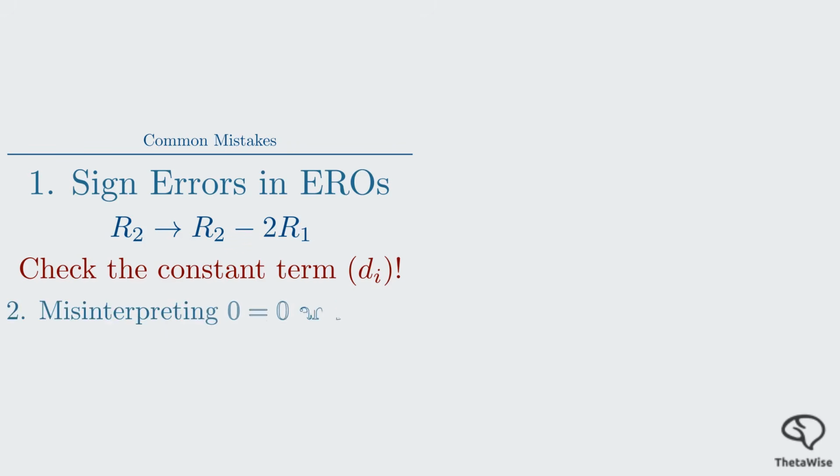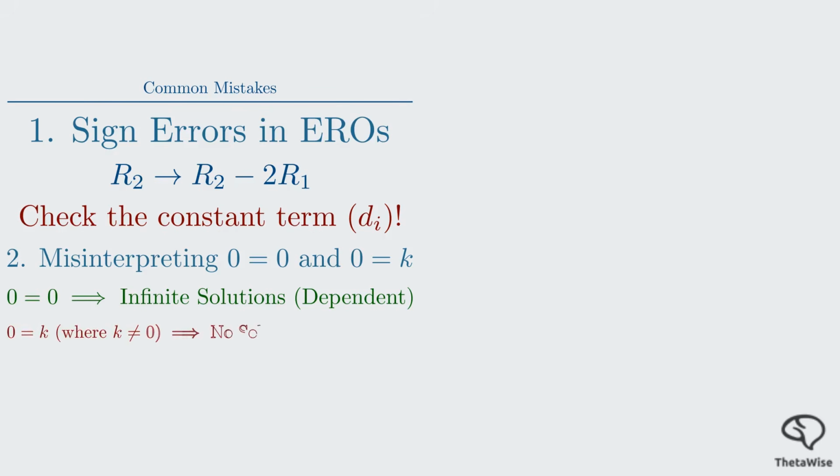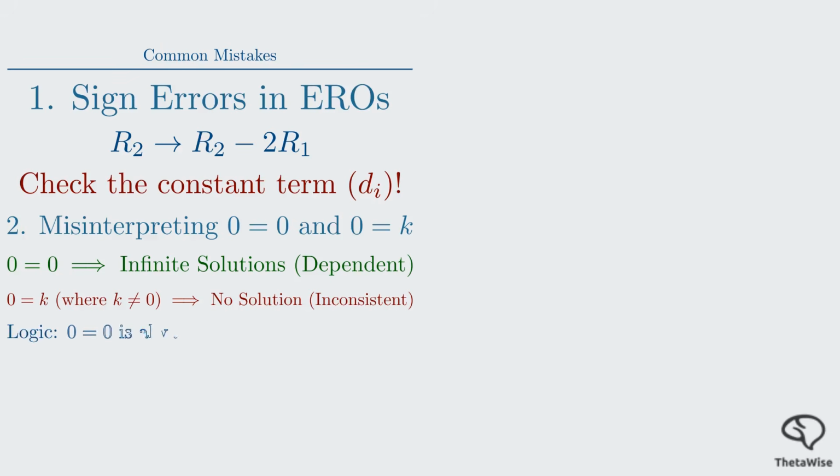Students frequently swap the conditions for no solution and infinite solutions. Remember, 0 equals 0 implies infinite solutions. 0 equals k, where k is not 0, implies no solution. Think of it logically. 0 equals 0 is a true statement that doesn't restrict your variables, whereas 0 equals 5 is a physical impossibility, meaning no point can satisfy the equations.